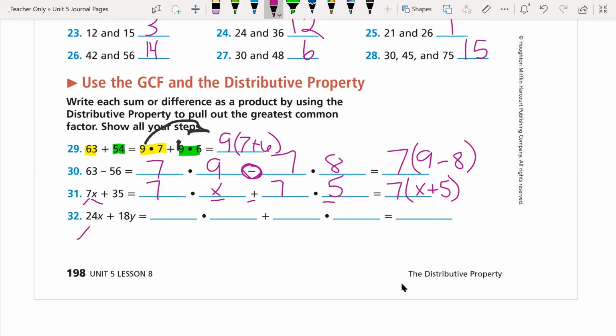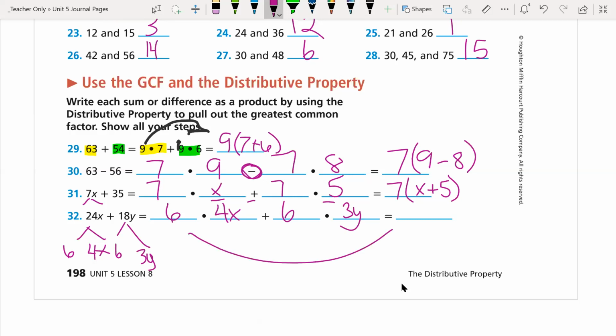Again, down here, I'm going to do, well, I don't know why my pen's not working. So 24x, I can do 6 times 4x. And here I can do 6 times 3y, right? So now I have, I'm going to rewrite it up here, 6 times 4x plus 6 times 3y. I can pull 6s out. And I'm left with 4x plus 3y. Okay, that's pretty much it.